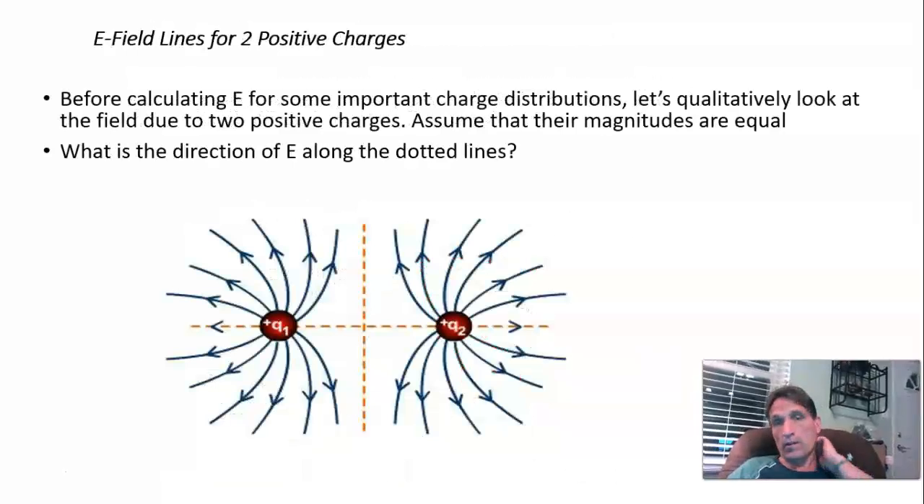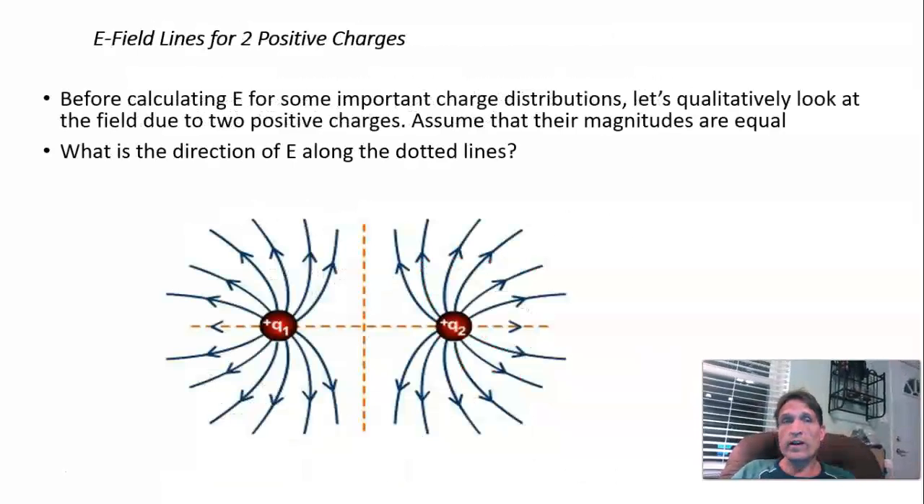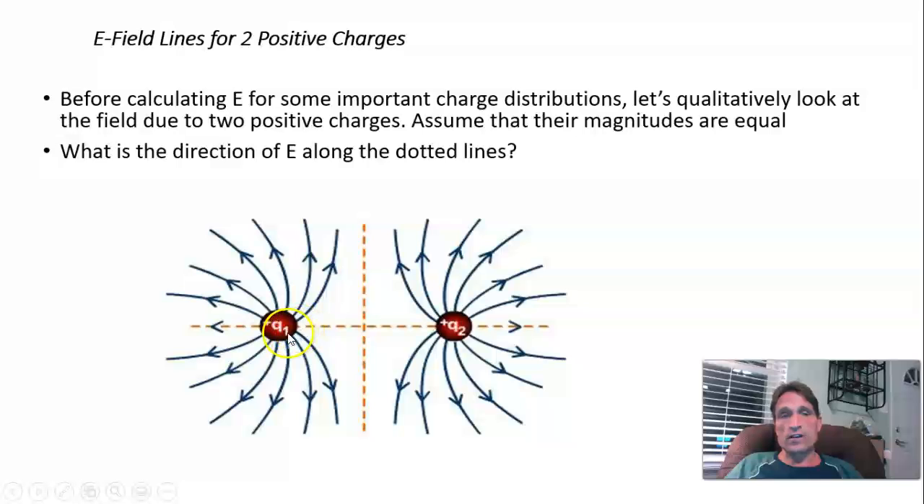Here's an example of the field lines. Let's suppose that we have 2 positive charges here, Q1 and Q2. And for simplicity, suppose that they're the same magnitude, but they're both positive. So this is the resulting electric field. What we see here is that at all the points on these dotted lines, the electric field is 0.